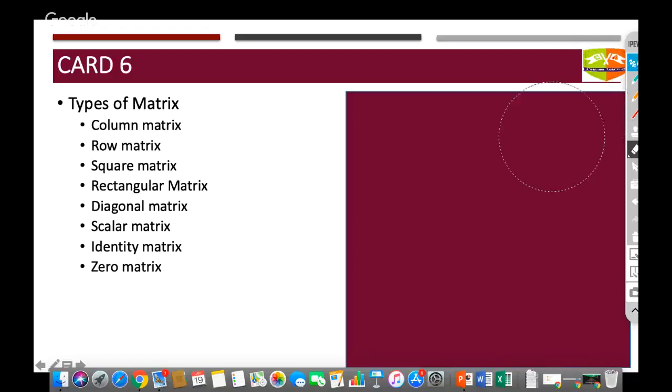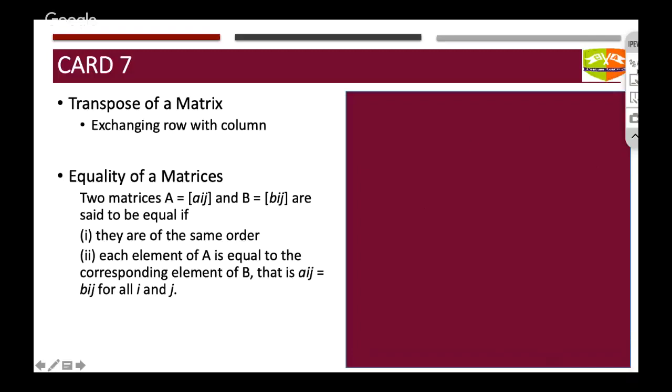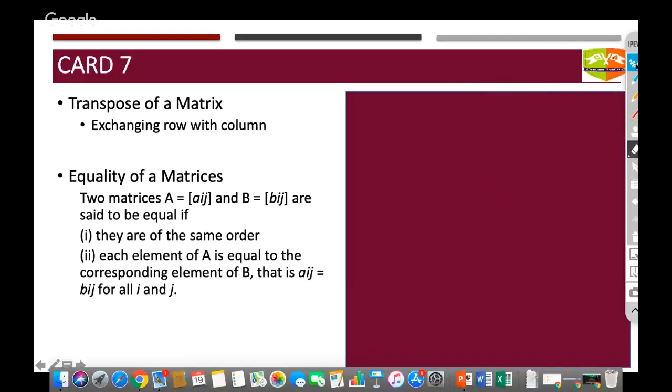So these were the types of matrix that exist here. Now let me move to another topic, and that topic is transpose of the matrix and equality of the matrix. So what do you mean by transpose of the matrix? Transpose of the matrix means exchanging rows with columns. Suppose I'm taking a rectangular matrix. Suppose I have a matrix A as 2 3 5 and 4 2 1. So this is a 2 into 3 kind of matrix.